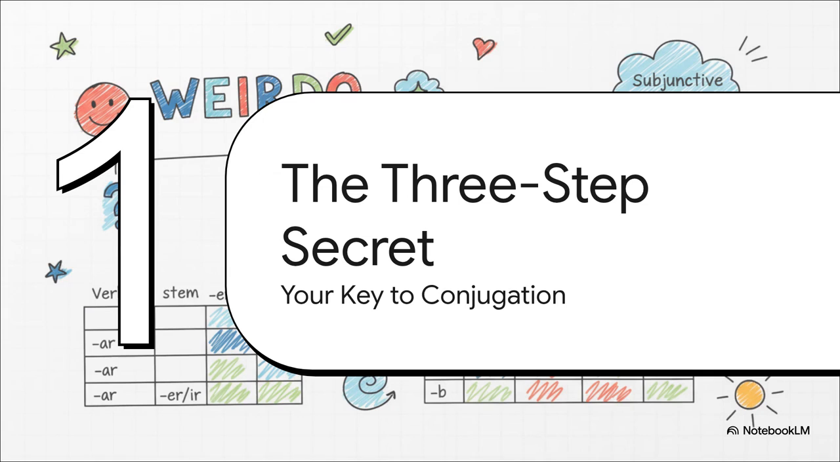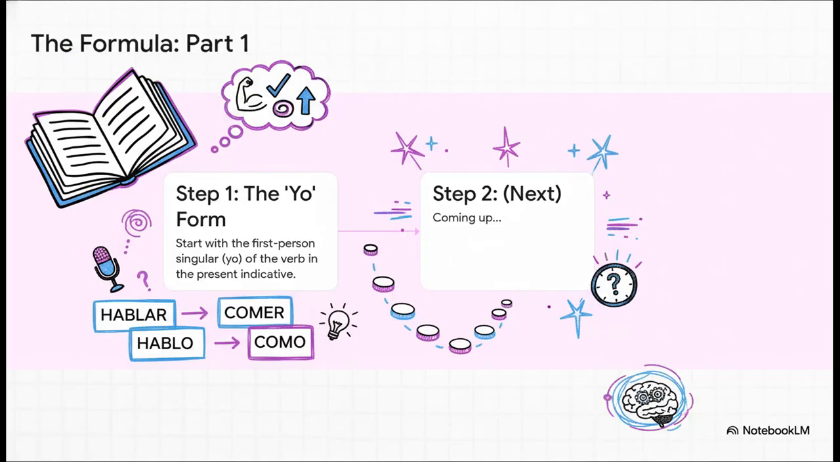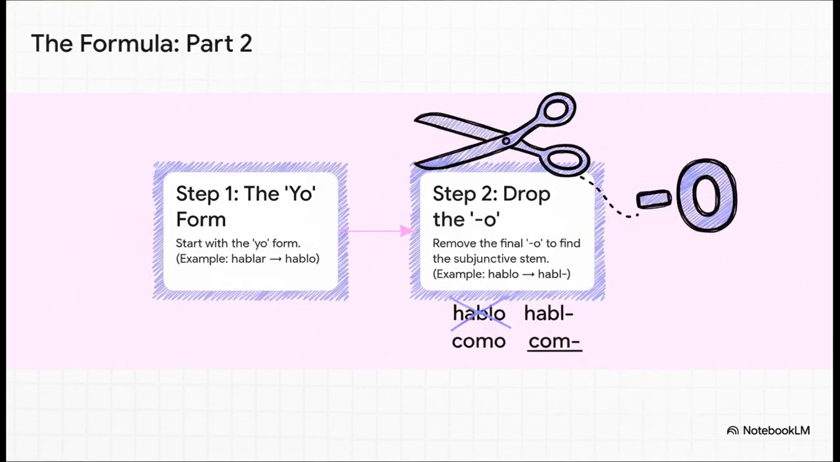Okay, you ready? This is the moment you've been waiting for. This is the secret sauce, the simple three-step formula for conjugating pretty much any regular verb in the present subjunctive. Let's do it. Step 1 could not be easier, seriously. All you do is take any verb and put it in the yo form, the I form in the regular old present tense, something you've done 1,000 times. So hablar becomes hablo, comer becomes como. Easy peasy.